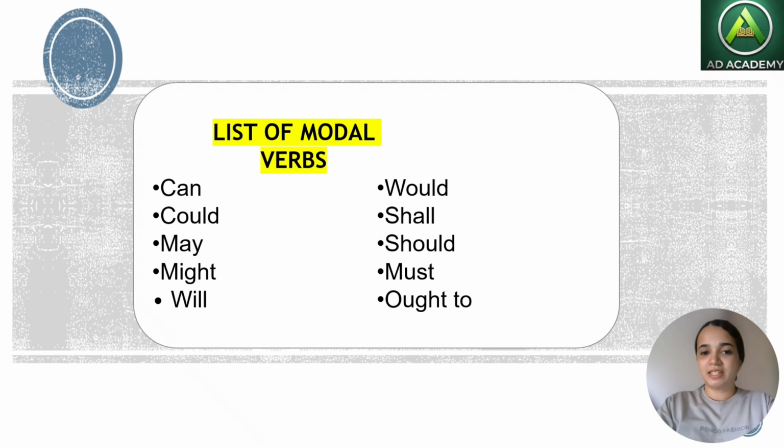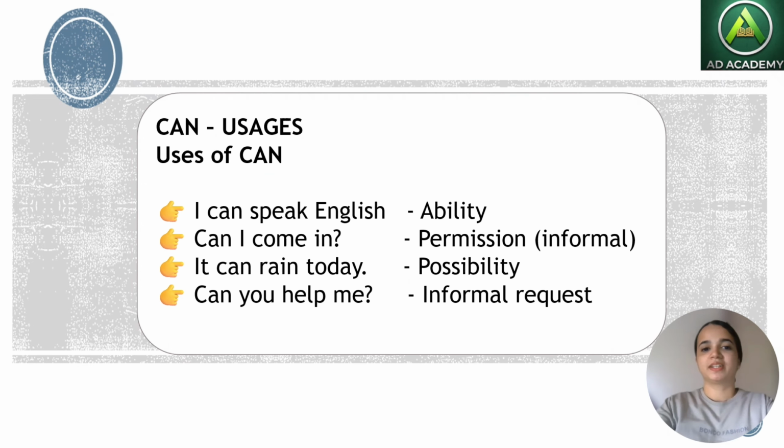Next, these are the list of modal verbs. Can, could, may, might, will, would, shall, should, must, ought to. Here, all the modal verbs have different purposes, and the degree in which something, like if it is a possibility, we can use different modal verbs to denote the possibility. We can check it. First one, can.